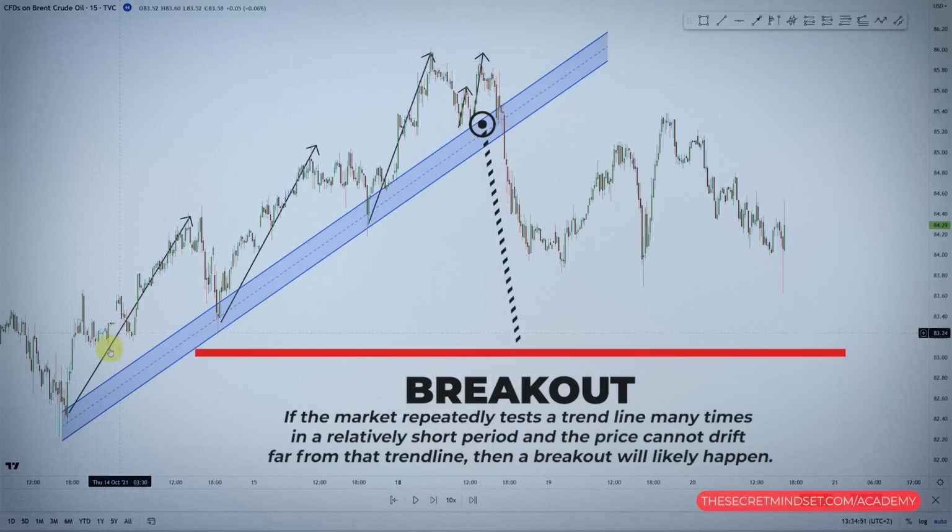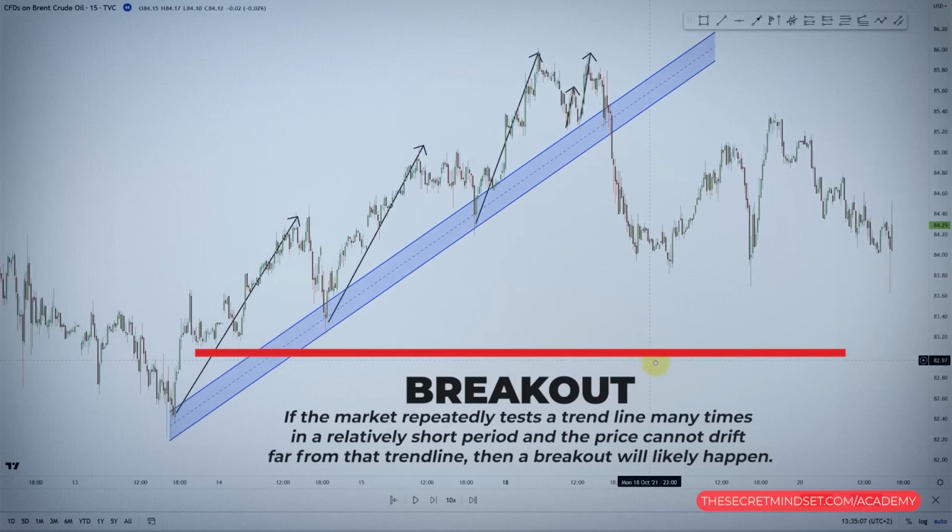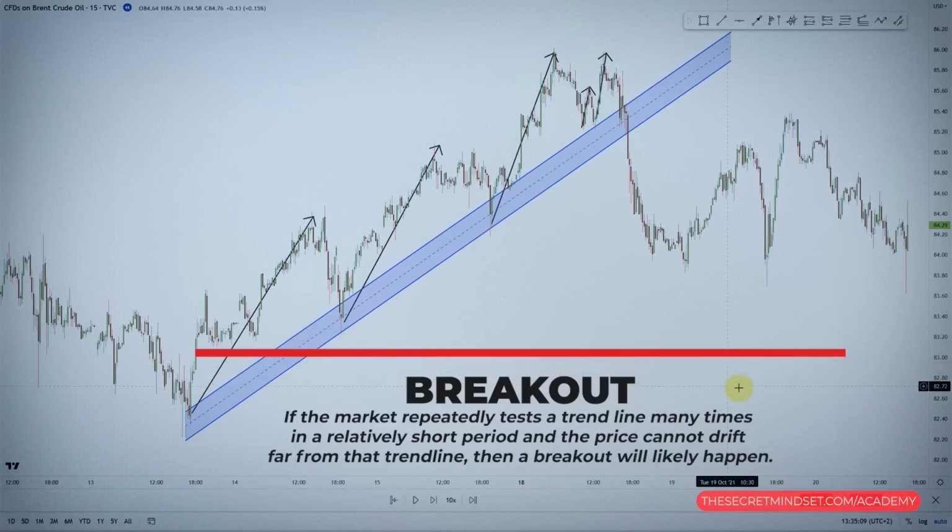So if the market repeatedly tests a trend line many times in a relatively short period, and the price cannot drift far from the trend line, then a breakout will likely happen. The market will break through the trend line and attempt to reverse the trend. Of course, this is not always accurate, but when I see this pattern, I'm inclined to trade a breakout rather than a continuation.